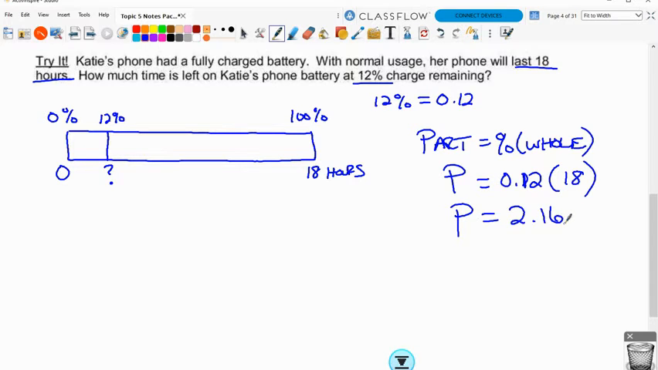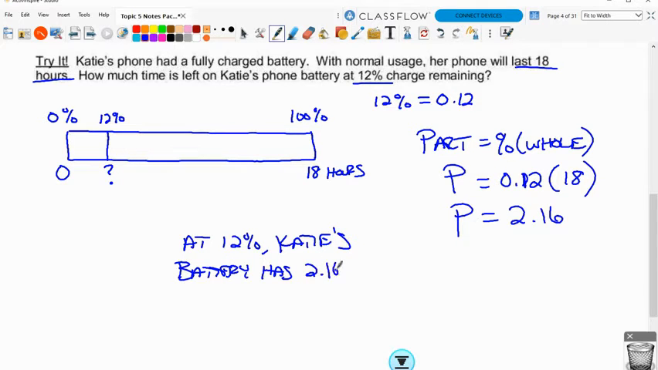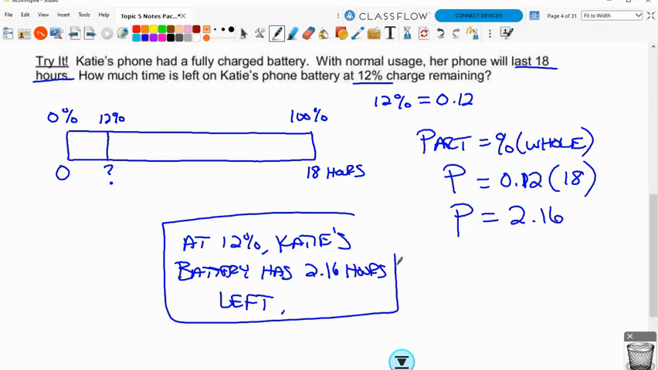Okay, so this means that at 12%, Katie's battery has 2 16 hundredths hours left. The whole battery will last for 18 hours, but at a 12% charge, that's going to be 2 16 hundredths hours.